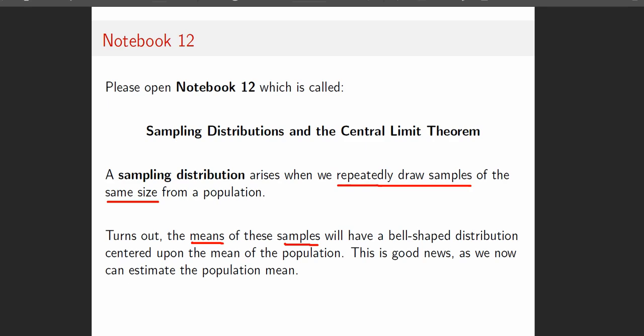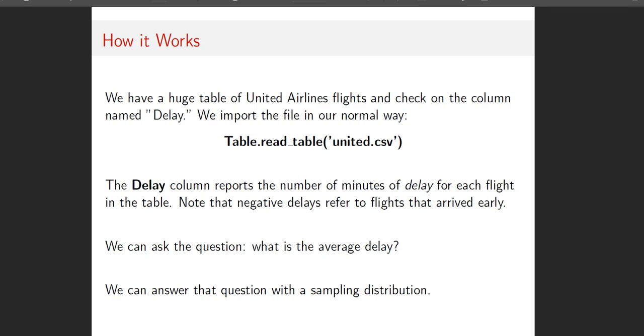Why? Well, we want to estimate the mean. A lot of times we don't know the population mean and we want to estimate it. So what do we do? Well, we can repeatedly draw samples of the exact same size, calculate the means of those samples, and we're going to get a bell-shaped distribution, right? And the center of which is going to be right at the mean for the population. So let's watch that in action today.